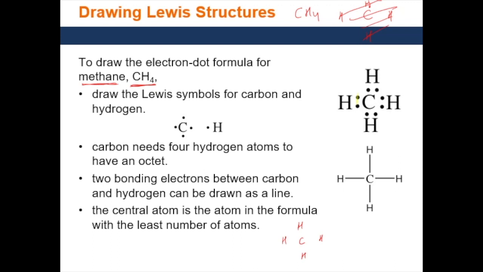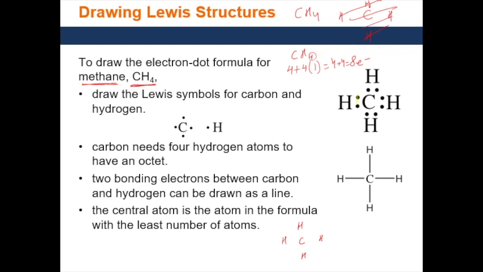Now we have to figure out the total number of valence electrons. So carbon, CH4: carbon has how many valence electrons? 4. Each hydrogen has 1 valence electron. We have 4 hydrogen atoms right here, which means 4 times 1. So the total would be 4 plus 4, meaning 8 electrons. So we need to distribute 8 electrons around this.